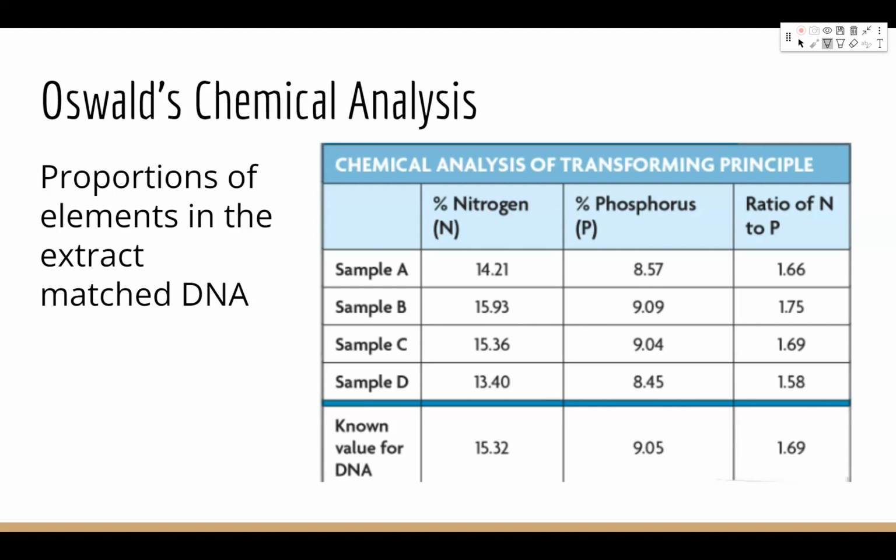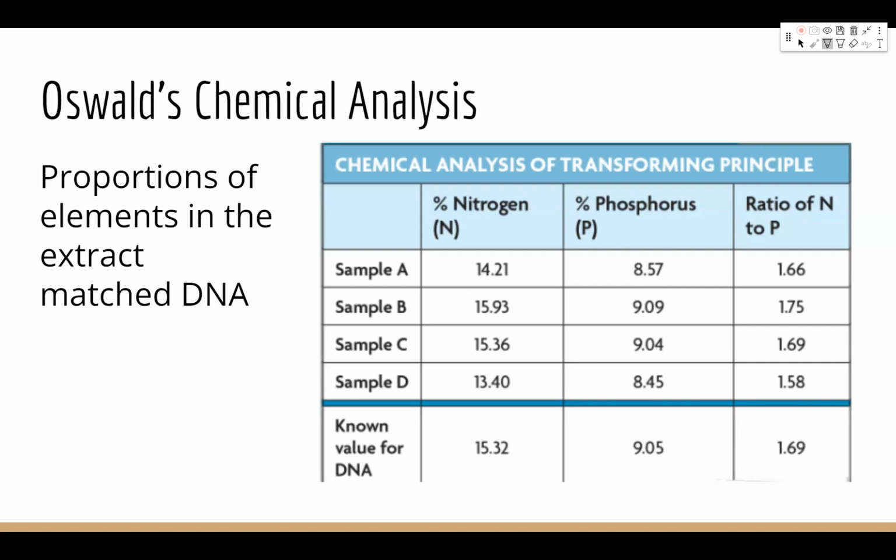We know DNA's numbers. We know what DNA is. We just don't know what it does yet. So we know that DNA sits around 15.2% nitrogen, and all of these are sitting around 15. We know that DNA is 9% phosphorus, and all of these are sitting really close to 9% phosphorus. And we've got this ratio for all of these that is sitting around 1.6, 1.7.